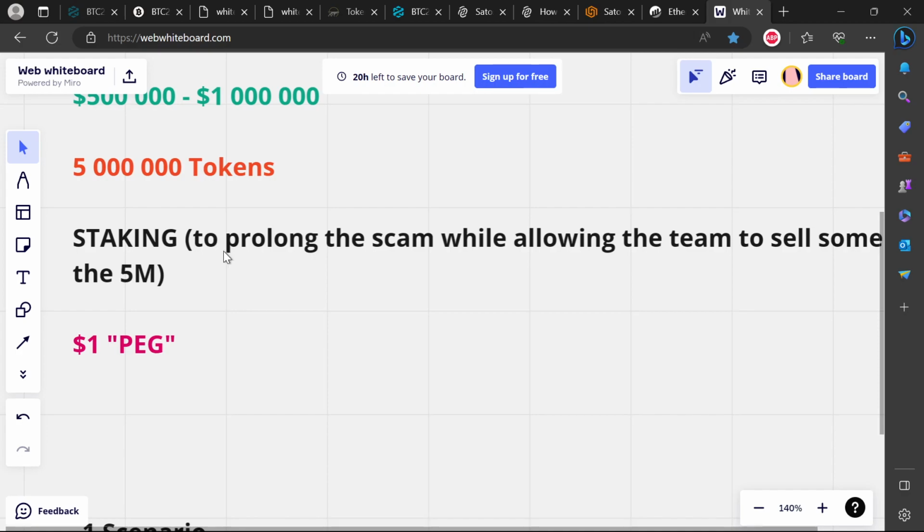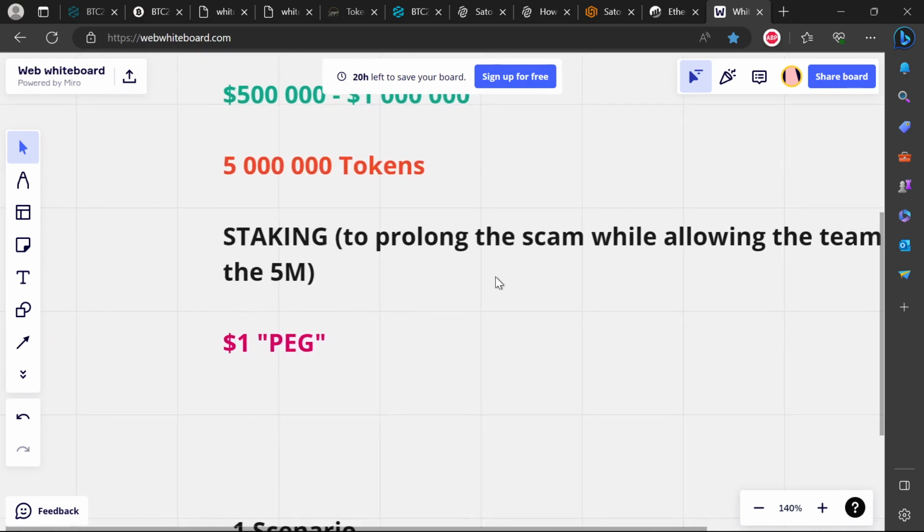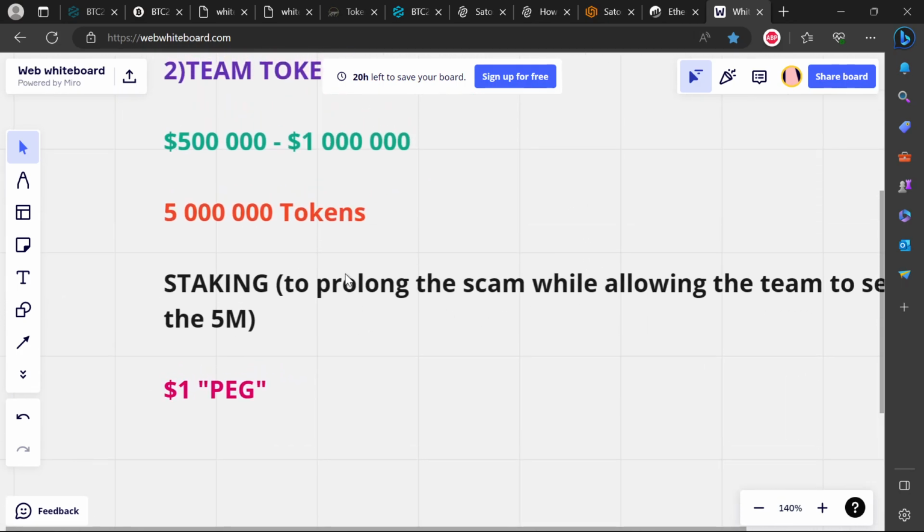Staking is key. Why? Because staking will prolong the scam while allowing the team to sell some of their 5 million tokens. They've got these 5 million tokens, but they can't just sell them, because they'd be draining the liquidity and the price would go below $1. So the moment that you see BTC20 going below $1, it means the team are now selling those tokens that they gave themselves.